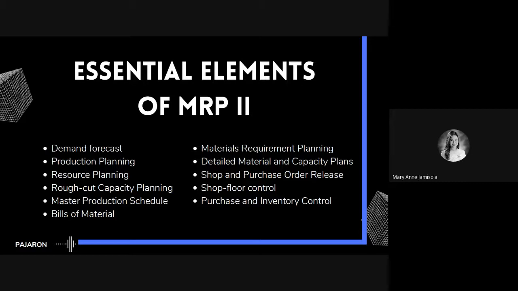Shop and purchase order release. This activates production and purchasing. You also have shop floor control, which monitors production against the plan and feedback, which enables the master production schedule and capacity and material plans to be updated. And lastly, we have purchase and inventory control, which monitors purchasing against the material plans and feedback to the master production schedules and material plans to enable updating to take place as required. Inventory control is also maintained on the basis of shop floor storage. So that's it for MRP2.